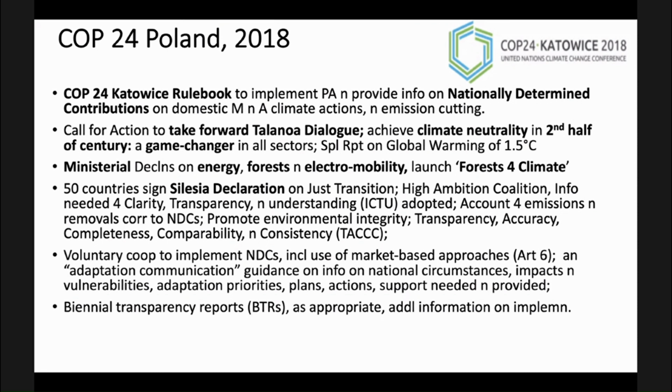for Climate, a Silesia Declaration for Just Transition, a high ambition coalition, information needed for clarity, transparency, and understanding, and a series of actions to promote transparency, accuracy, completeness, comparability, and consistency in the submissions by parties. It called for voluntary cooperation to implement NDCs, including market-based approaches, and a series of actions at the national level. Biennial transparency reports as appropriate to add information on implementation. Next slide.